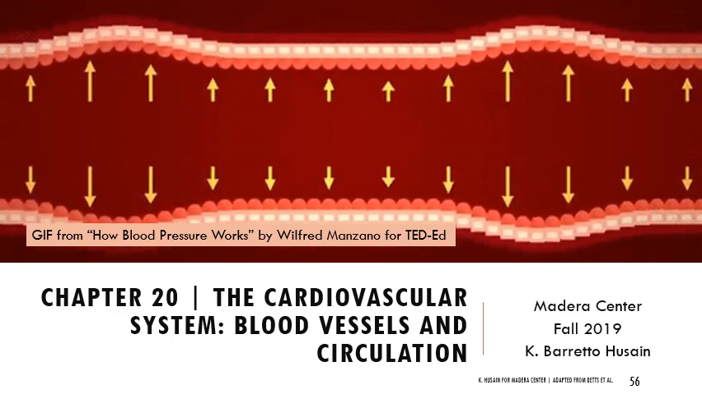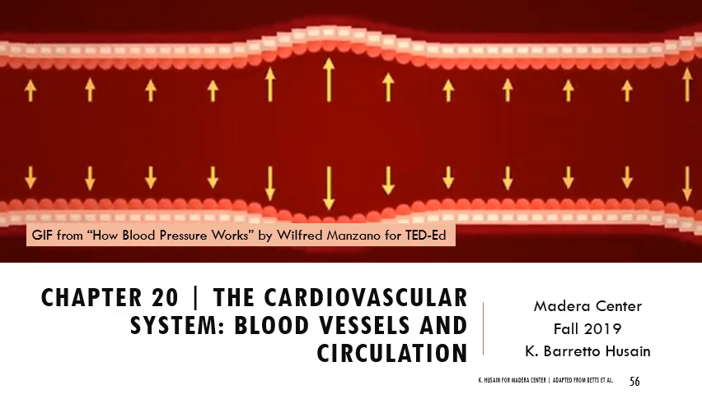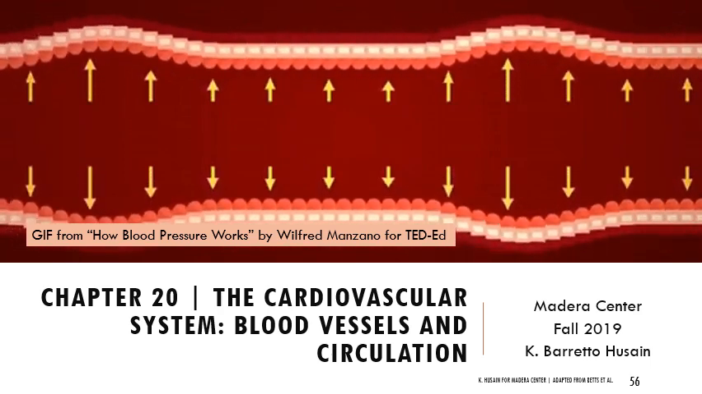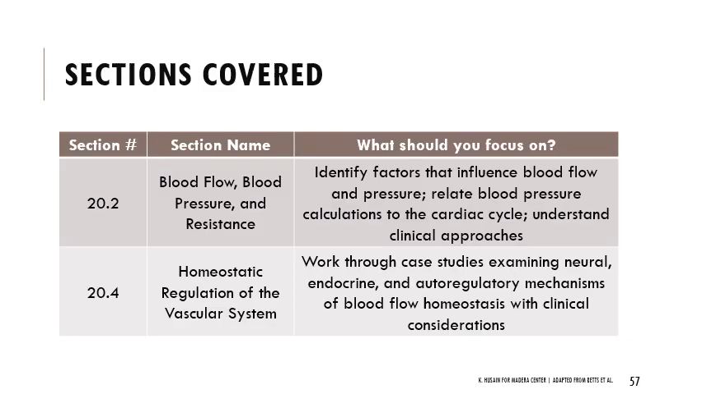All right, so getting into the second part of the cardiovascular system, the vascular part, the blood vessels. We'll start by talking about blood flow, blood pressure, and resistance. So starting to identify those factors that influence blood flow and pressure, relate those calculations to the cardiac cycle, and understand clinical approaches, and then get into how we actually homeostatically regulate the vascular system. So looking at neural, endocrine, and autoregulatory mechanisms of blood flow. There's going to be some stuff that I'll briefly mention, but that we won't get into until we talk about other systems. So I'll clarify that when we get to it.